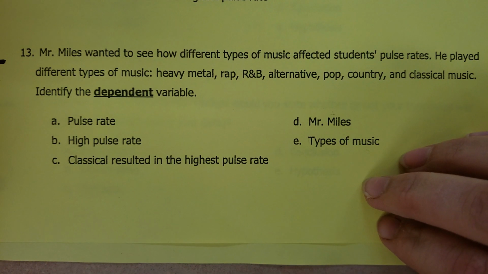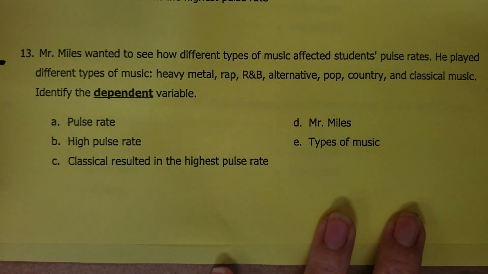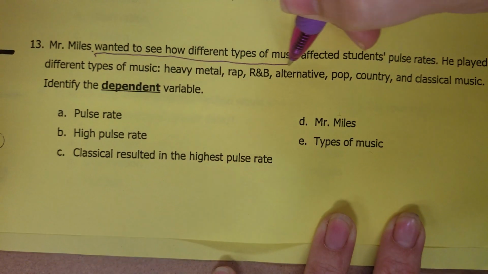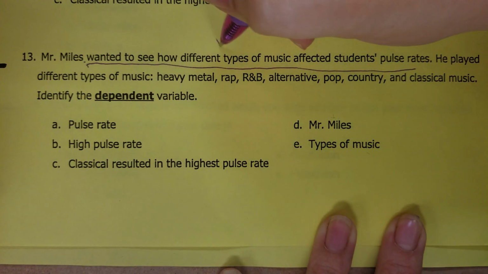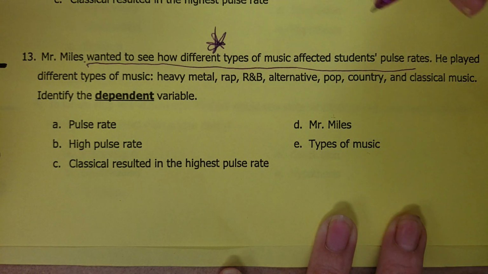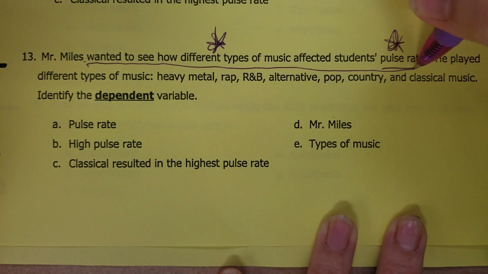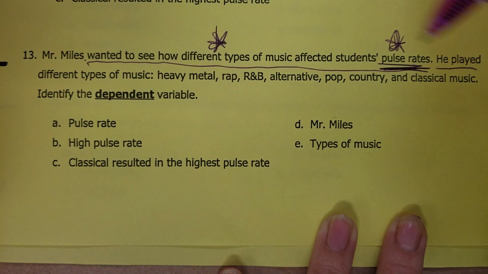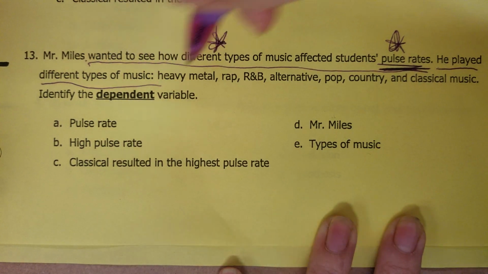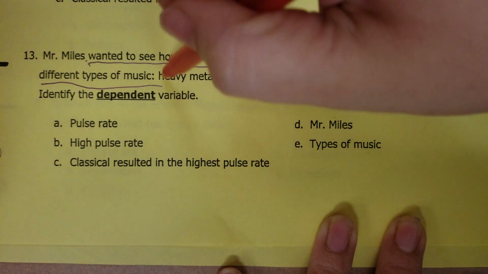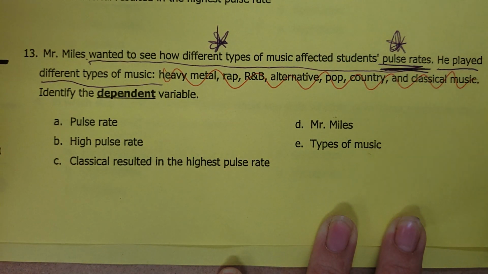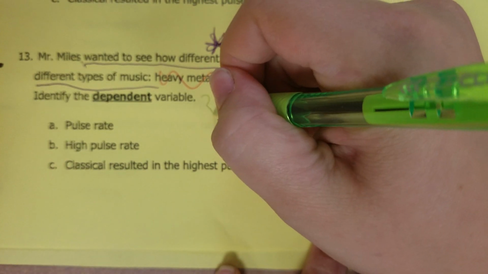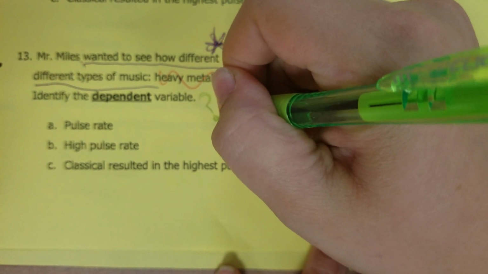Number 13 is the same exact passage. So, going to underline what we did before. It's important to know that we're using different types of music. We're looking at pulse rates, very important. It's important to know he played different types of music. We don't really need to know what that music type was. But this time, we're looking at our dependent variable.